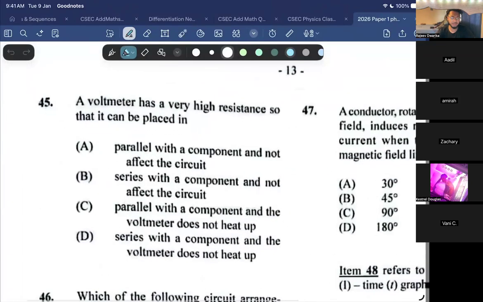Okay, somebody other than Zachary, answer this question for me. Adil, read question 45 for me.